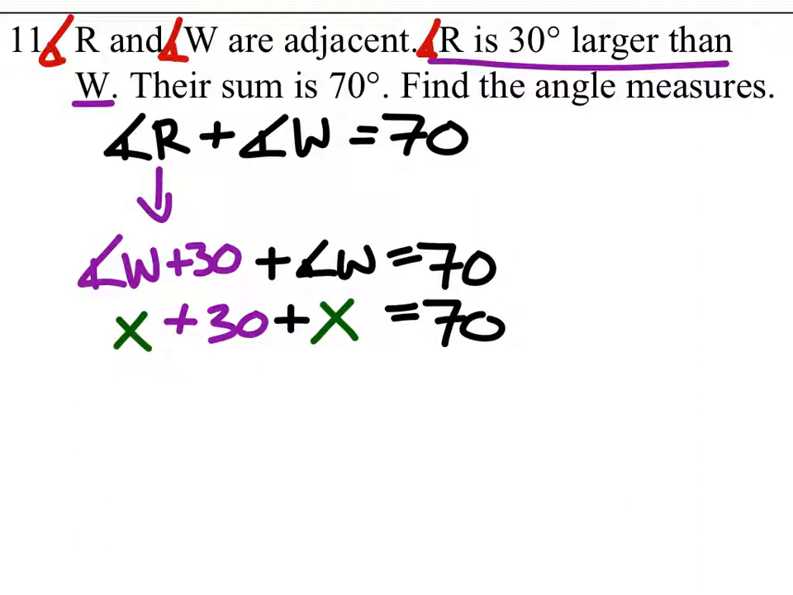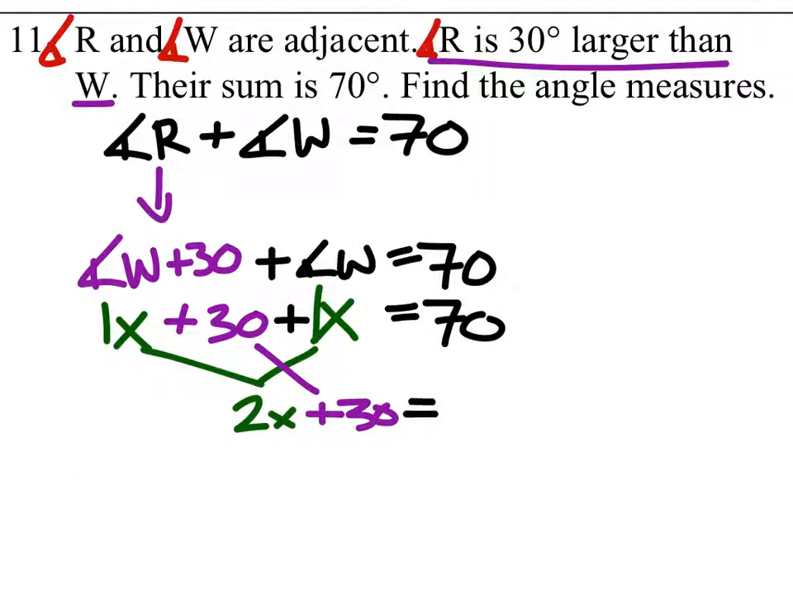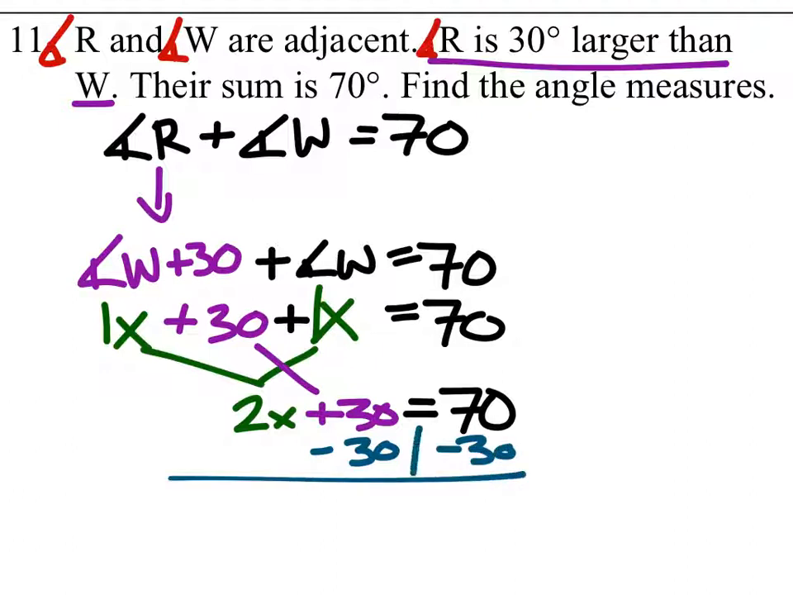The two X's, that's a 1X and a 1X, which I can combine to be 2X. Then I have this plus 30 right here. This equals 70. Bam. Alright, to solve this, I need to subtract 30 from both sides, just like we practiced solving equations, right? And I get 2x equals 40. So x in this case is going to equal 20.